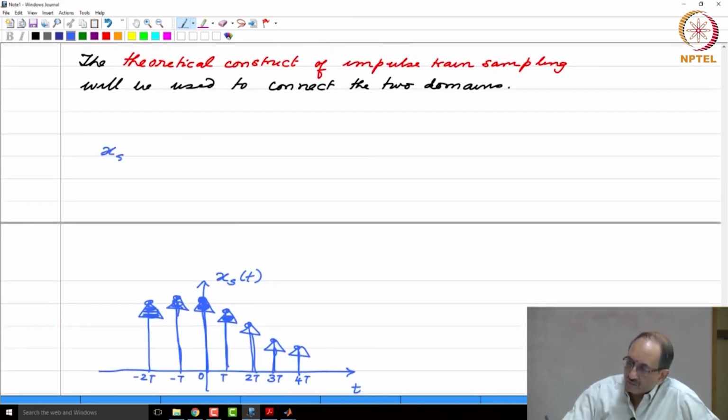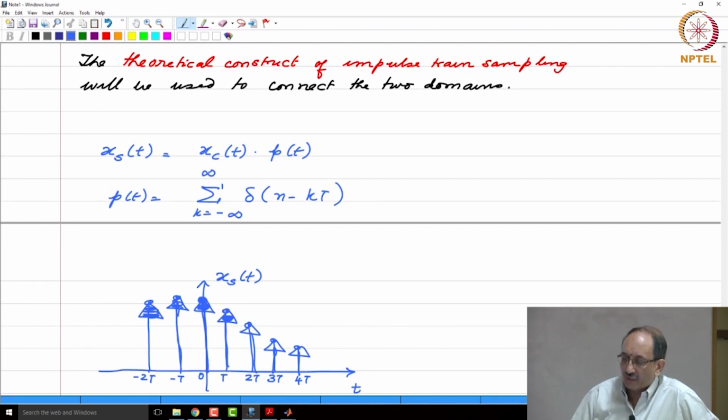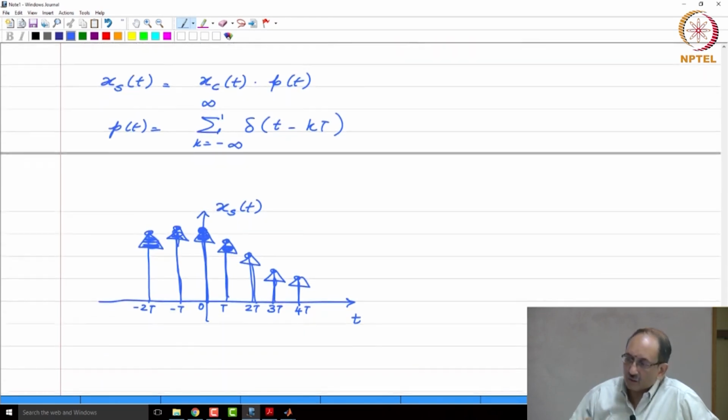Therefore, we have xs of t, which is obtained from xc of t, the underlying continuous time signal, multiplied by p of t. p of t happens to be an impulse train, and hence p of t is nothing but the sum of delta of t minus kT, where k goes from minus infinity to plus infinity. This after all is a continuous time impulse train. So, t minus kT is the impulse train.